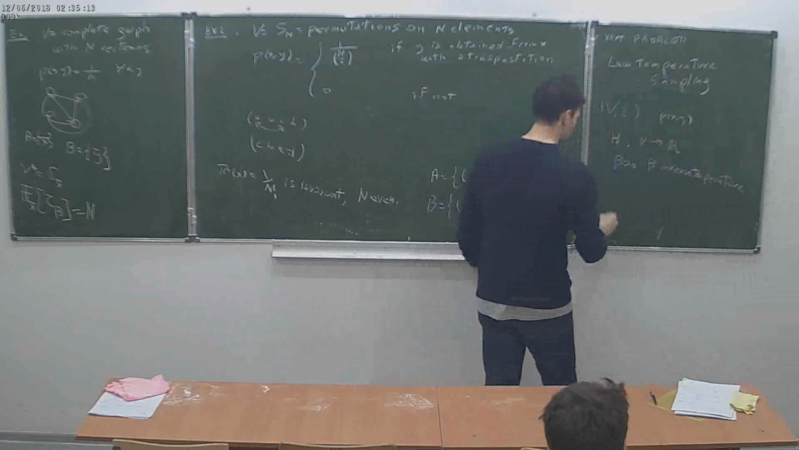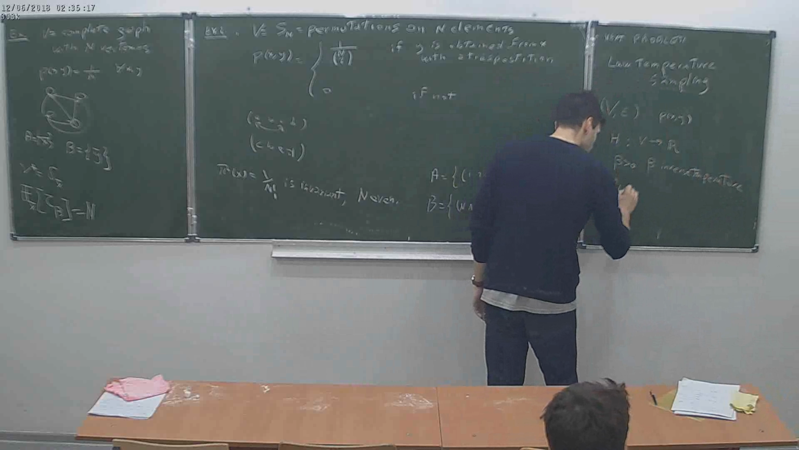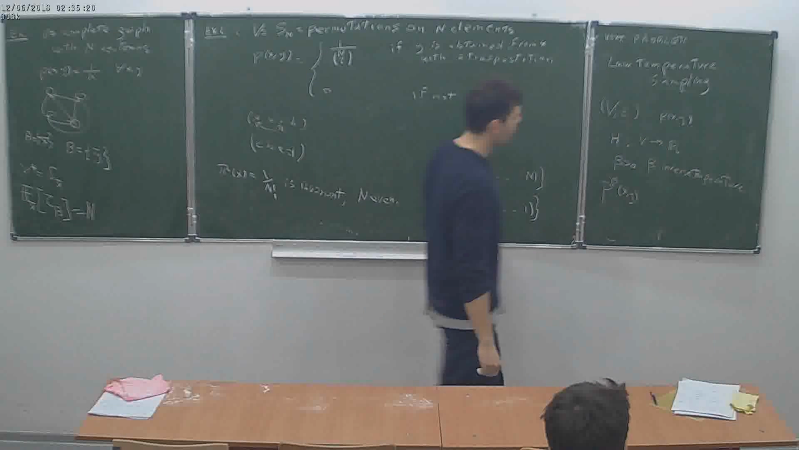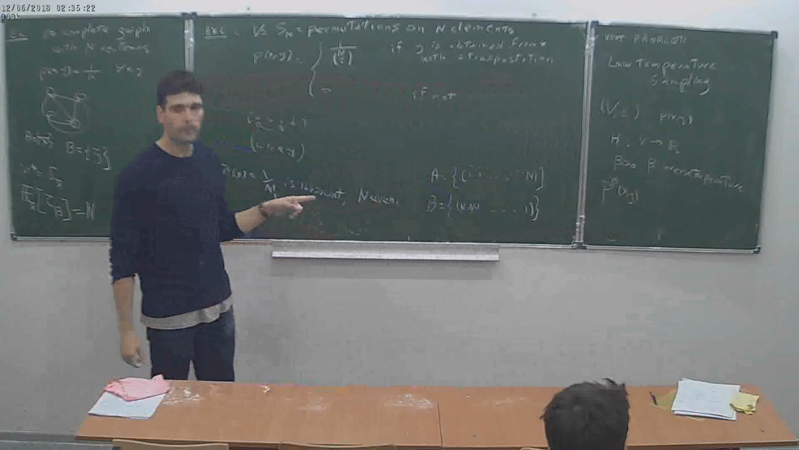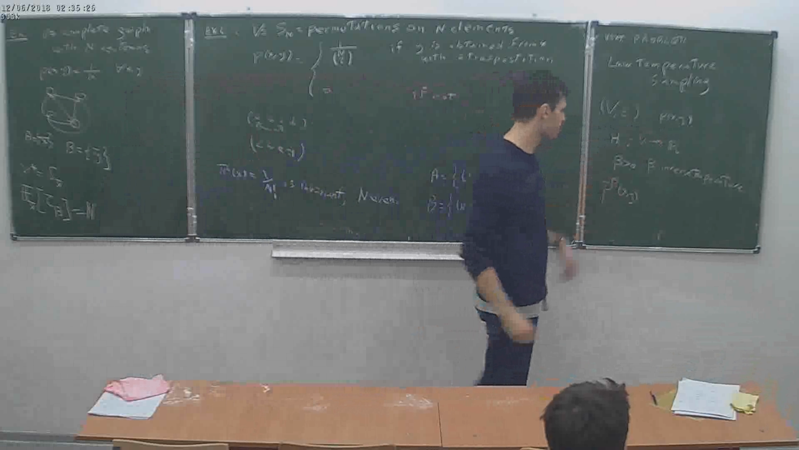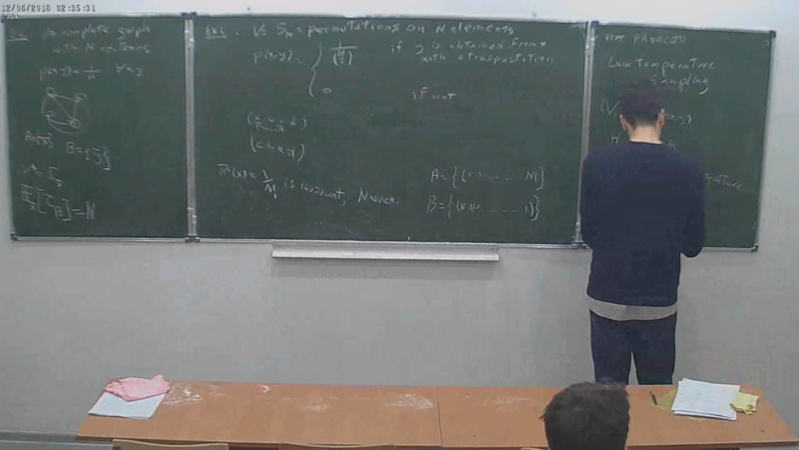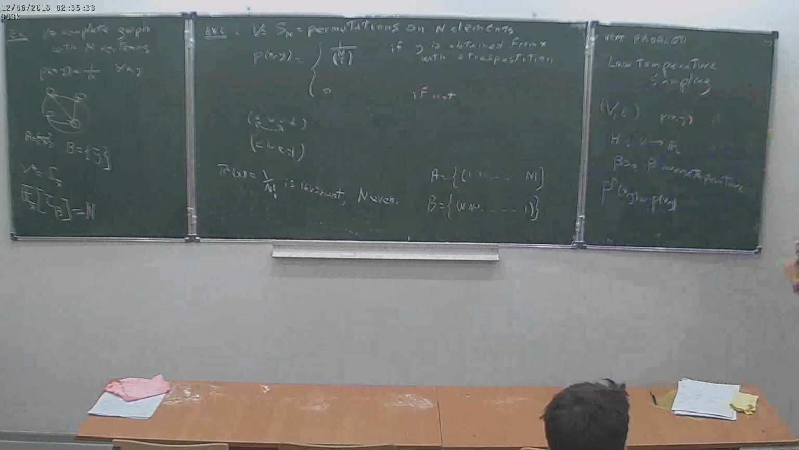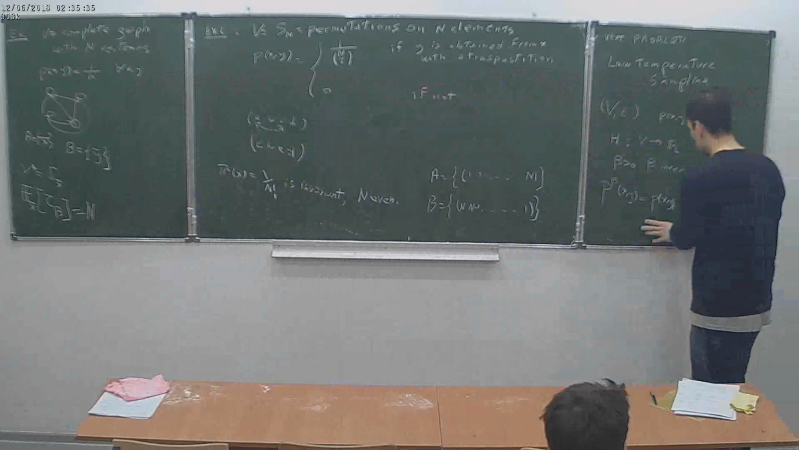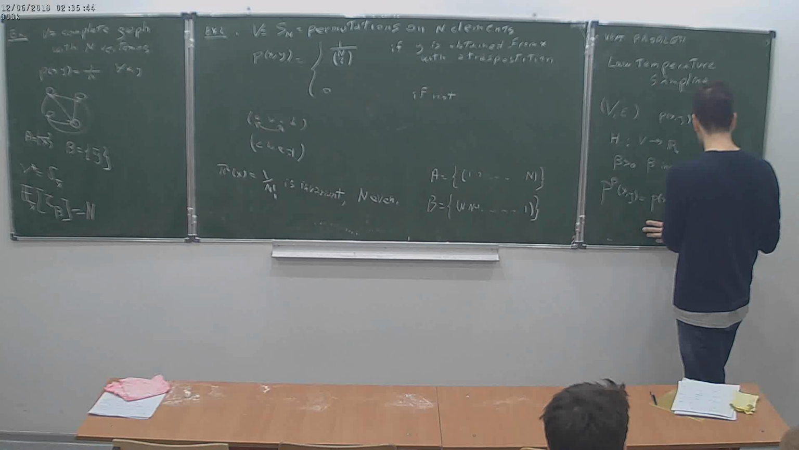And now we make a new P beta, the transition probability from X to Y, which depends on this parameter beta. It is the old probabilities times e to the beta times (H of Y minus H of X), with the appropriate sign.